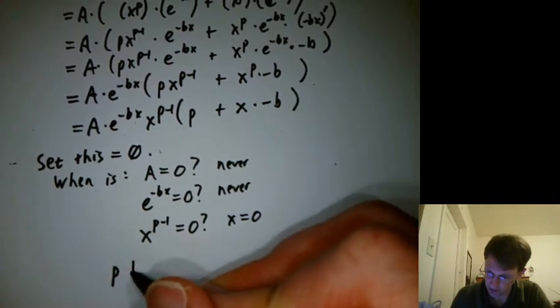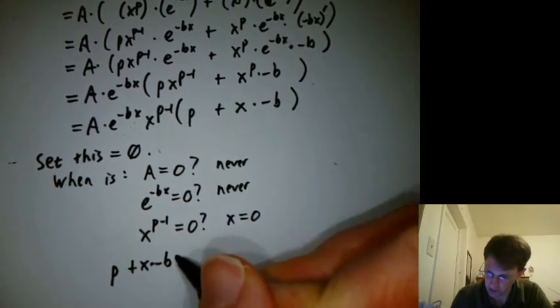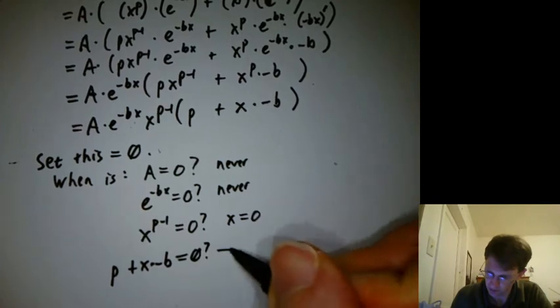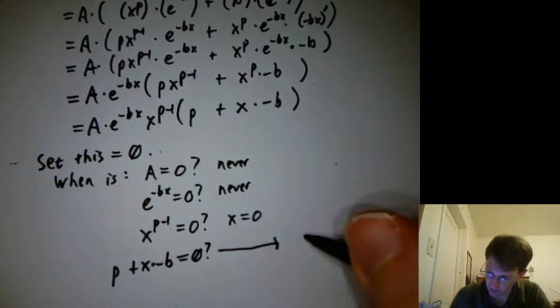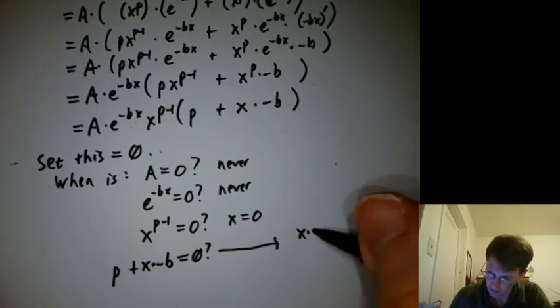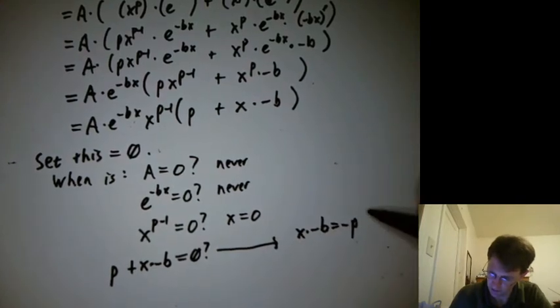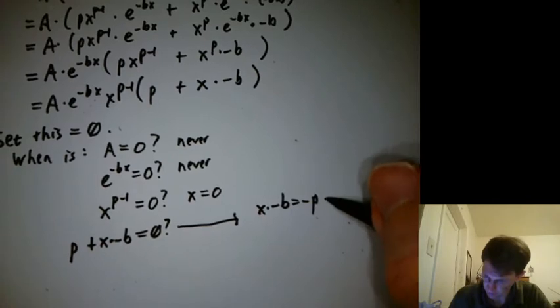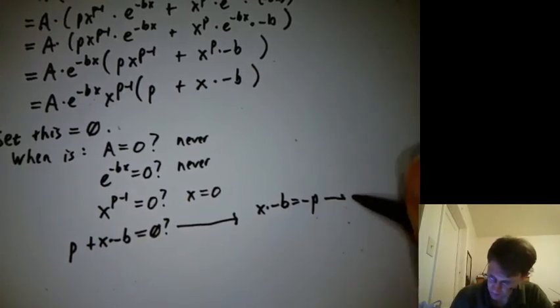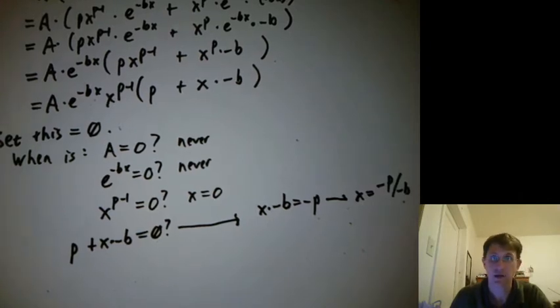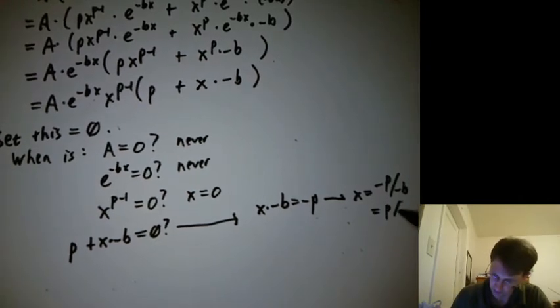When is p plus x times minus b equal to 0? So we can solve that and say subtract p from both sides. So you get x times minus b equals minus p. And then divide both sides by minus b, you get x equals minus p over minus b, or just p over b.